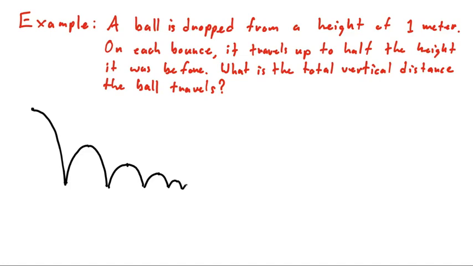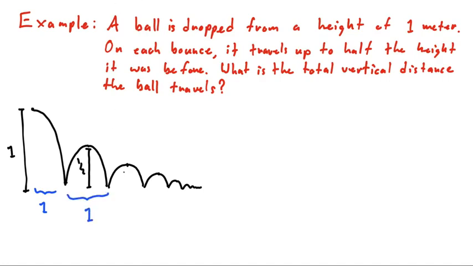And we'd like to know what is the total vertical distance that the ball travels if we assume that it bounces infinitely many times. So we have an initial height of 1 meter. After the first bounce, the ball travels up 1/2 of a meter. So let's think of the distances that the ball travels vertically. Here we have a vertical distance of 1 meter. Then the ball bounces and it goes up 1/2 a meter, then back down. 1/2 plus 1/2, we have 1 meter of travel.